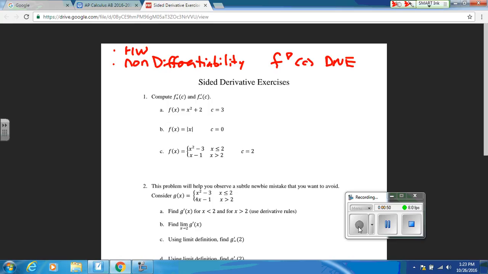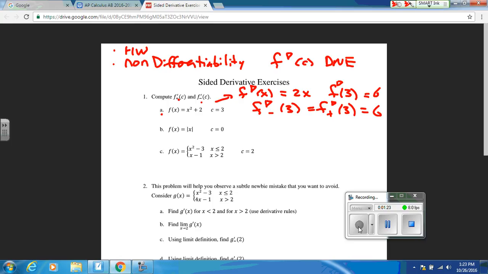In number one, we're supposed to compute the derivative from the right and the derivative from the left at c. And when I look at function a, it strikes me that function a is a polynomial. And I know the derivative of a polynomial, so that f prime of x is equal to 2x, which means that f prime of 3 is equal to 6, which means automatically that both the derivative from the left and the derivative from the right at 3 must both be 6.